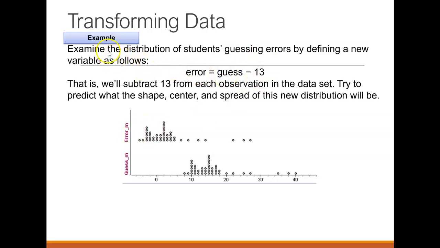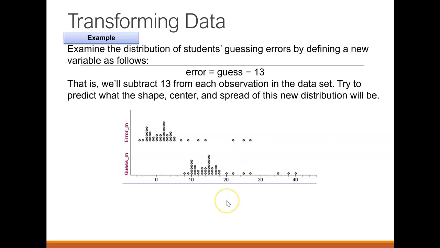Let's just read this. Examine the distribution of the students' guessing errors by defining a new variable as follows. Error equals guess minus 13. That is, we'll subtract 13 from each observation in the data set. Try to predict what the shape, center, and spread of this new distribution will be. So this was our original data set, the guess, and then we subtracted 13 from each data point to create this new distribution. That's our error.